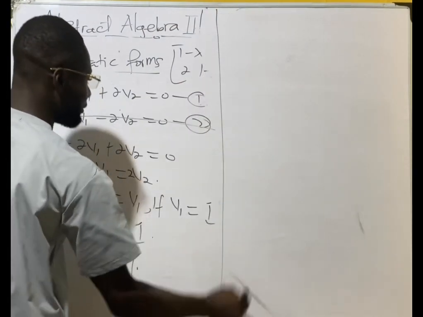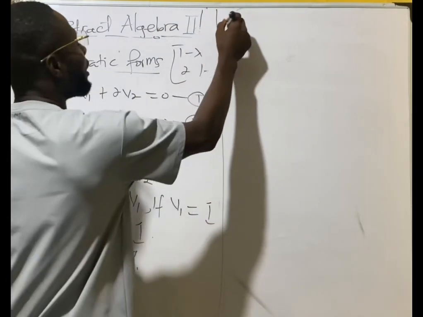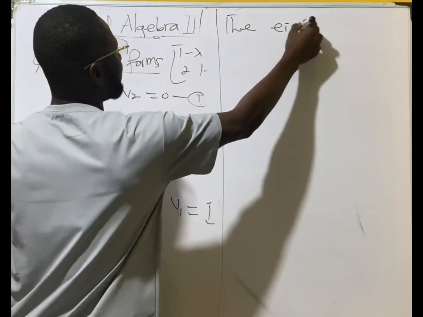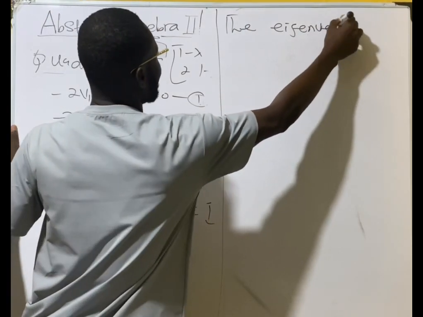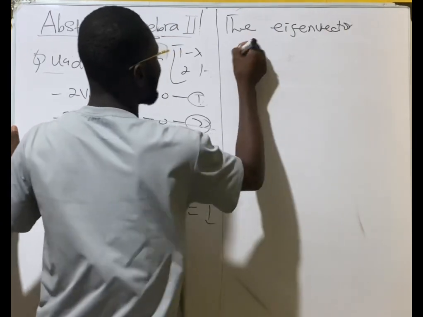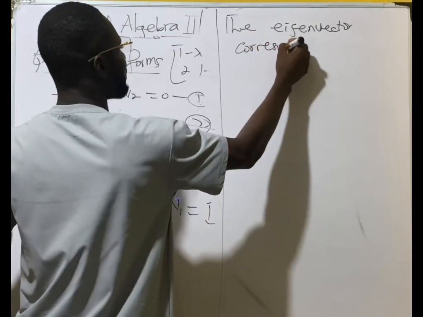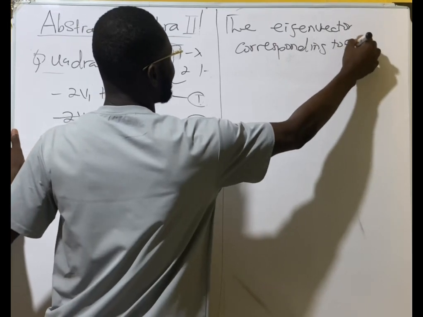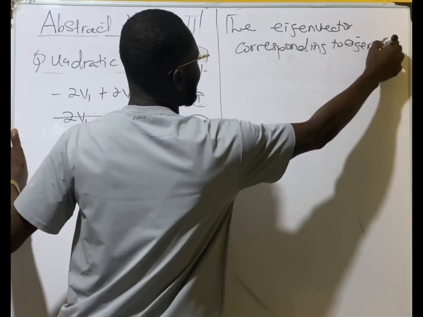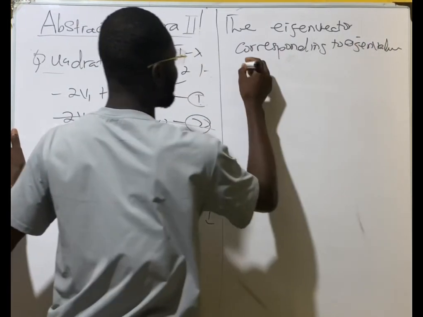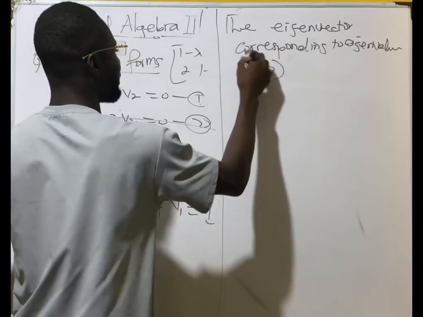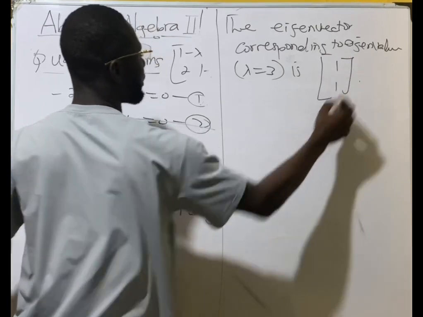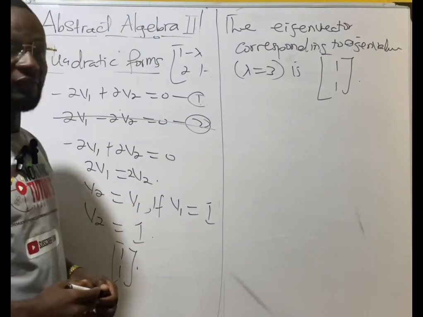So we can say that our eigenvector corresponding to eigenvalue 3 is 1, 1, right? So this is our eigenvector, right?